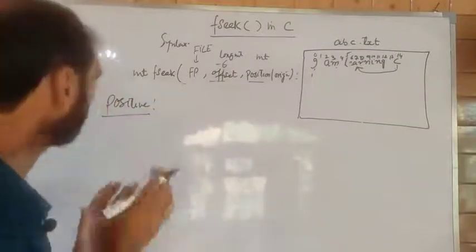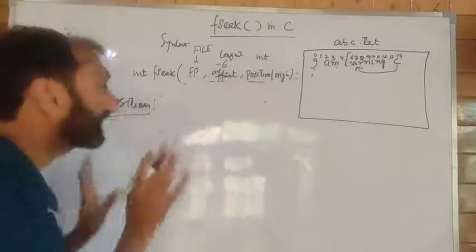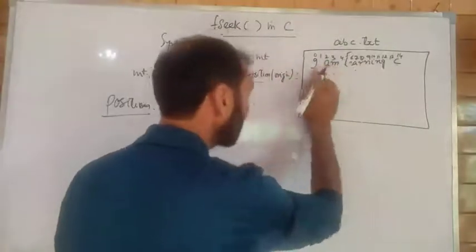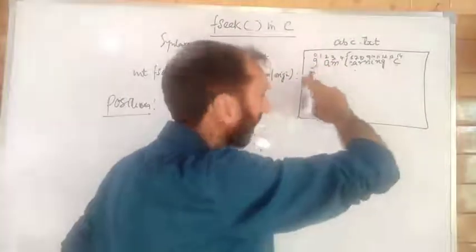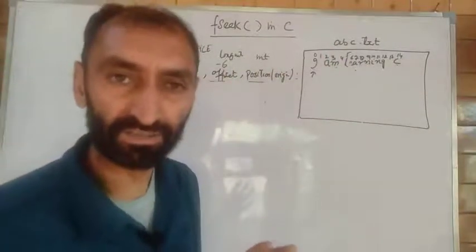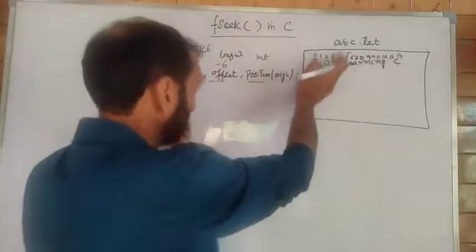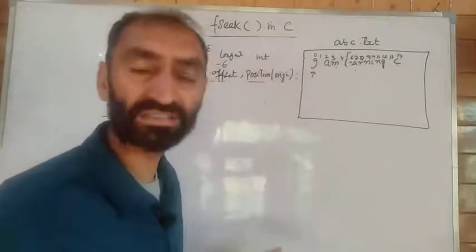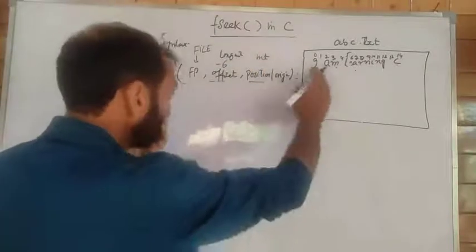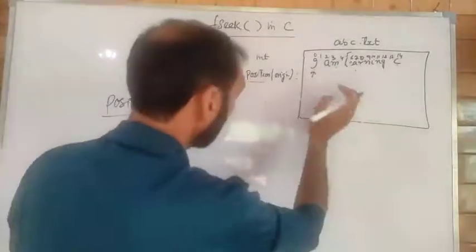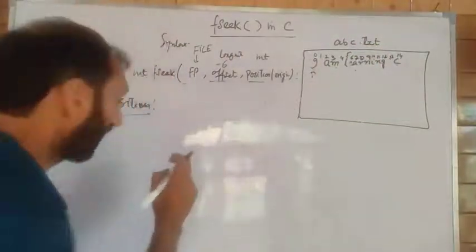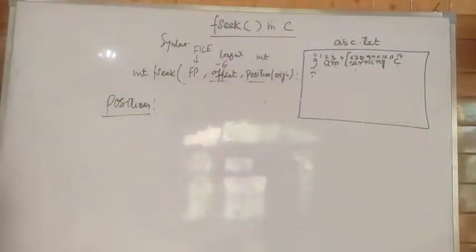In case of position, there are also 3 cases. Either the cursor is at the beginning and you want to move the cursor from the beginning forward. If you open the file in R mode, in that case the cursor is at the beginning. So you want to move the cursor from this position forward. For that case, we use seek set.